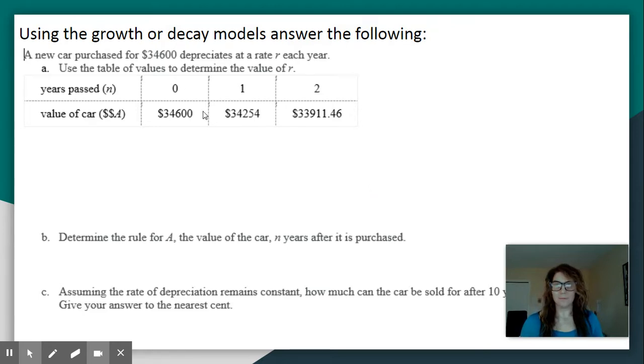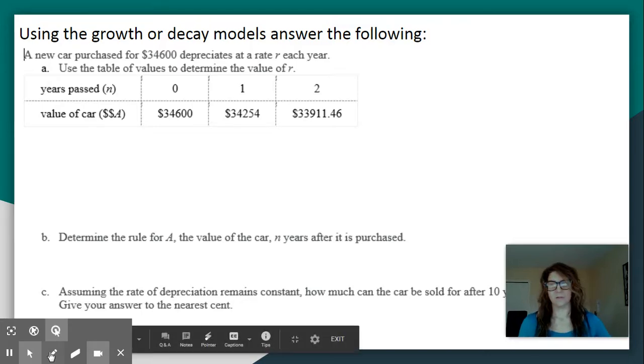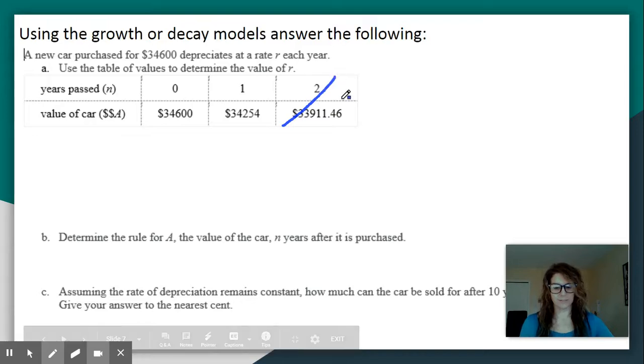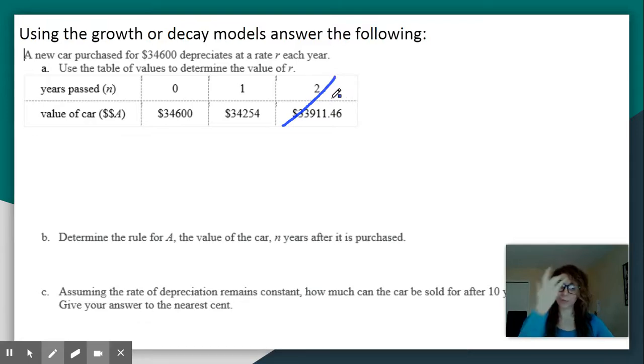So we're given this table. Year 0, when you bought it, you bought the car for $34,600. After a year, it's now worth $34,254. After 2 years, it's now $33,911.46. Okay, so let's actually ignore year 2 right now. We're going to make year 1 and 0 our goals. It's going to make our life really easy.